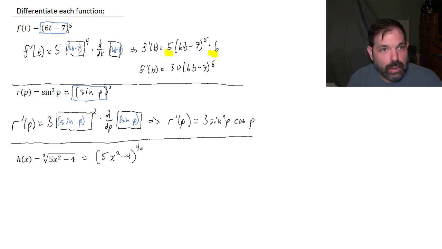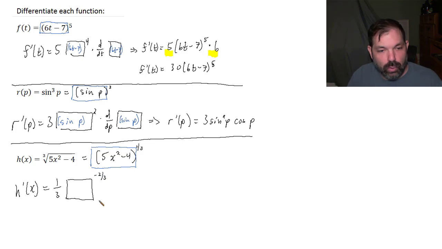All right, so again, what I see from this is I have a box, 5x squared minus 4, raised to the 1/3 power. Applying what I know and the chain rule, that would be 1/3 box to the negative 2/3 power from the power rule, times the derivative with respect to x of whatever's in the box.